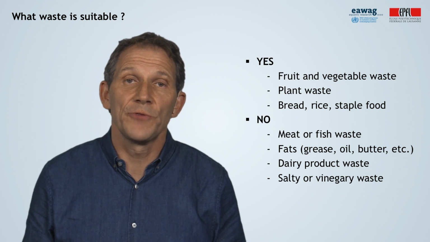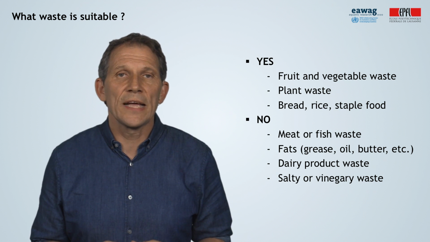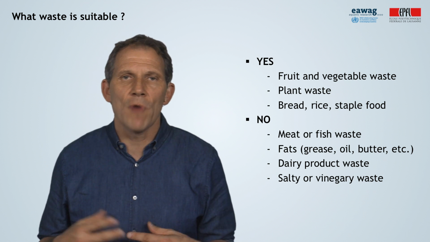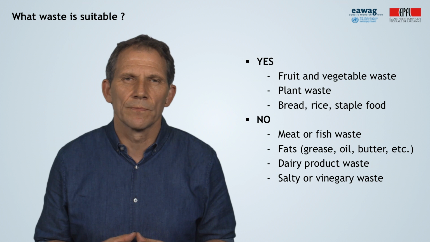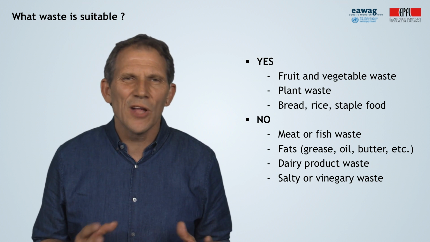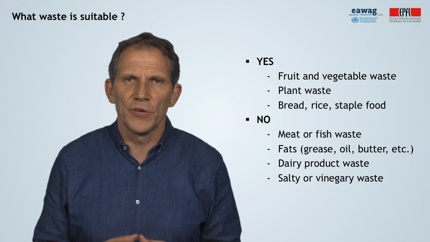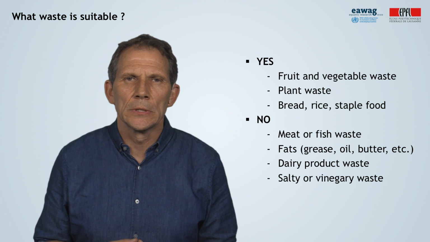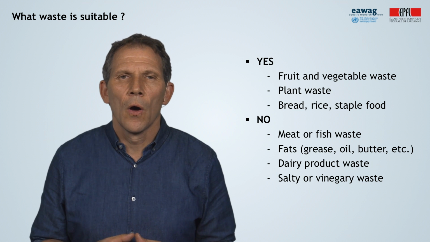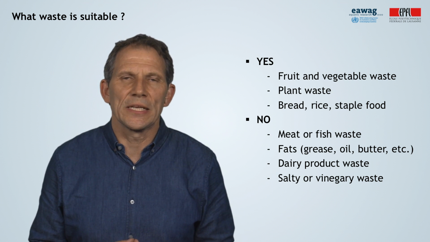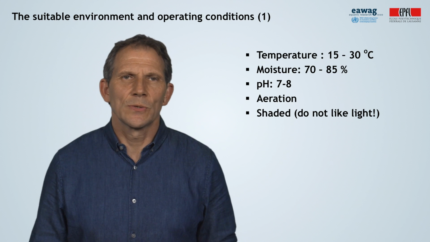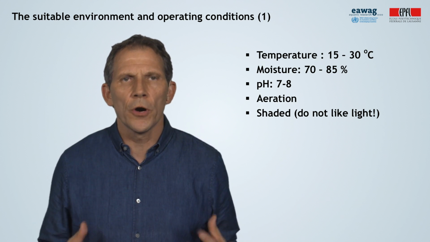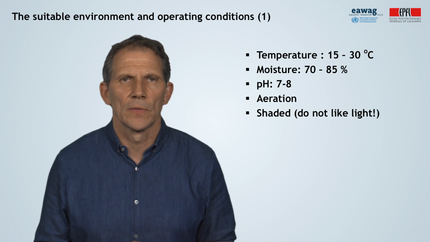So what waste can we feed to the worms? Suitable waste are fruit and vegetable waste, plant waste, even bread, rice, and various staple foods. What does not work so well is meat or fish waste, fats, grease, oil, butter, dairy products, or salty or vinegary waste. So now let us look at the ideal environmental conditions for the worms to work as waste managers.